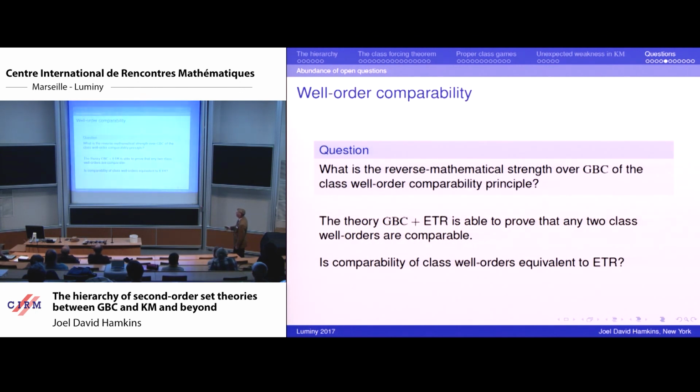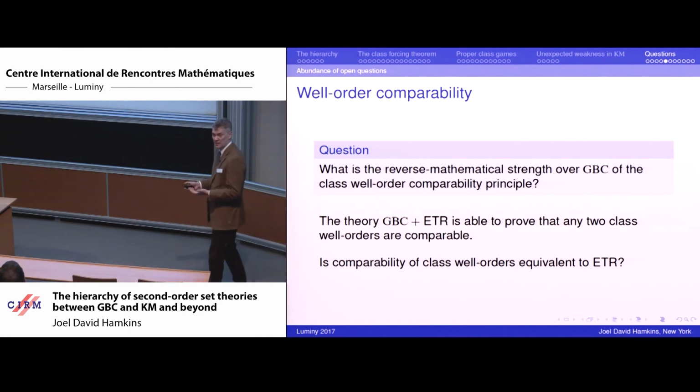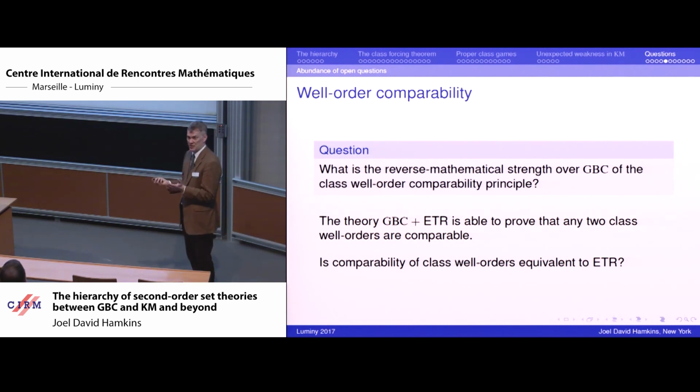Okay, so well-order comparability is the assertion that if you have two class well-orders, one of them is isomorphic to an initial segment of the other. So ETR can prove this, but we don't know if it's equivalent to ETR or is it provable in a weaker theory. It seems like ETR is a very natural guess for that because the comparability assertion is just very naturally a transfinite recursion of that length. And so my guess is that it should be equivalent to ETR, but we don't have a proof of this.